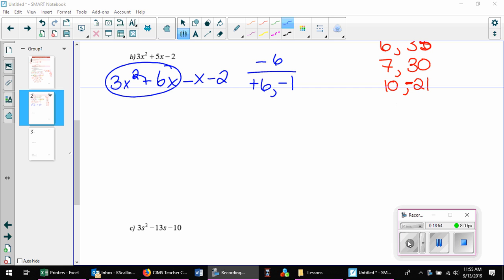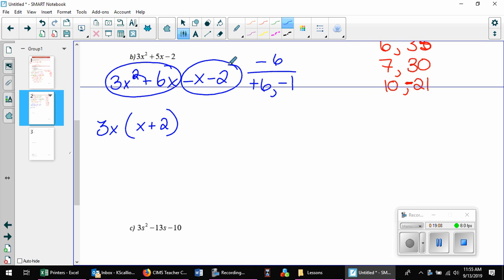Okay, so looking at these, I can take out a 3 and I can take out an x. I'm left with an x plus 2. If I look at these, that doesn't look like I can take anything out. But there is something I can take out. I can take out that -1. So if I take out a -1, I'm left with a positive x and a positive 2. And to check this, if I multiply that -1 back in, I should get right back to here.